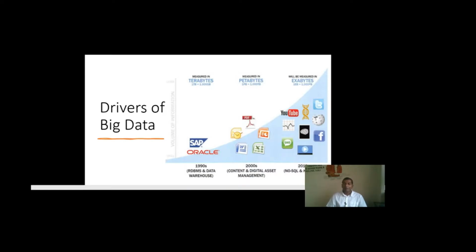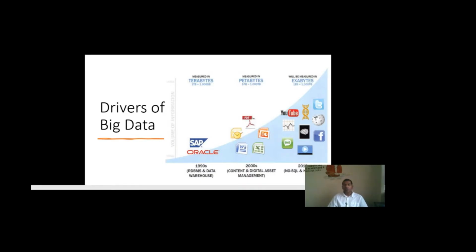Drivers of big data. As I said, the data has increased nowadays, and this increase has come in multiple ways. In the 1990s, people used to have RDBMS data sets. Very few organizations were working on that, like SAP and Oracle, the parties involved in processing the data. At that time the data was in the range of terabytes. This is no longer the case, it increased in 2000.